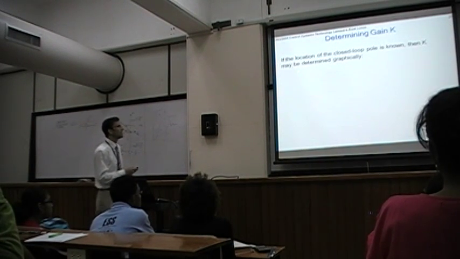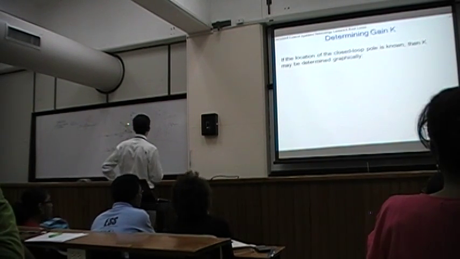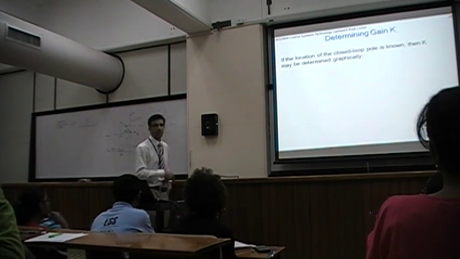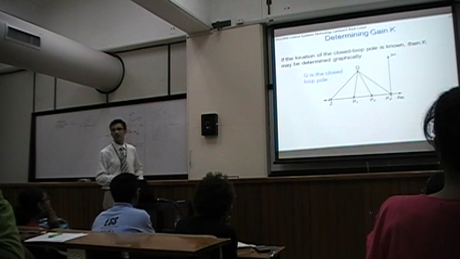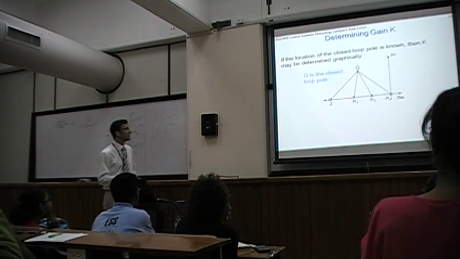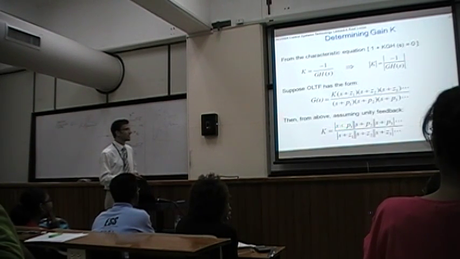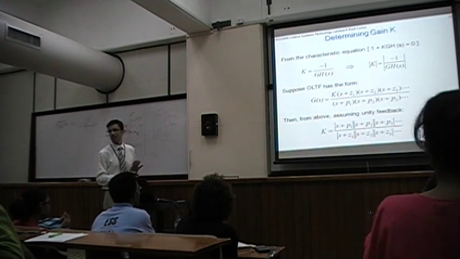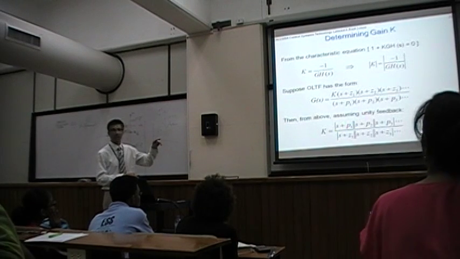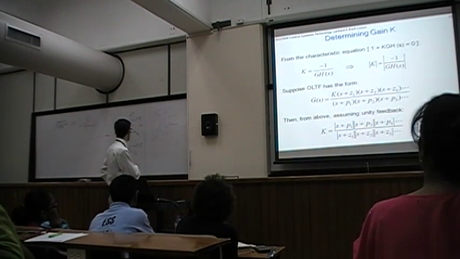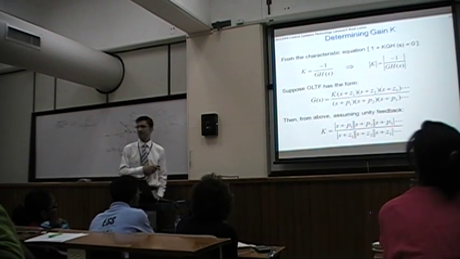So if the location of a closed loop pole is known, like R here, we know the location based on a defined damping ratio, then k can be determined graphically. You can actually measure it off, because this modulus here is really the distance between the pole P1 and the point on our root locus, in that case R.